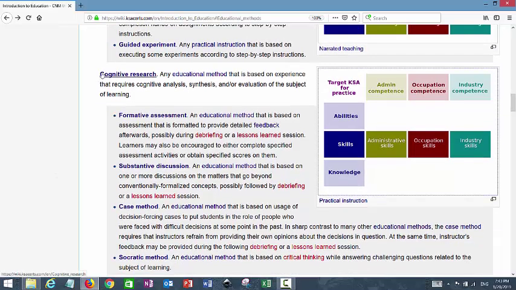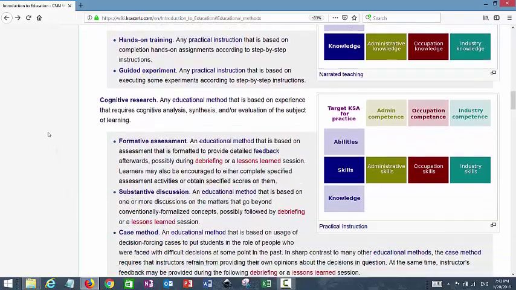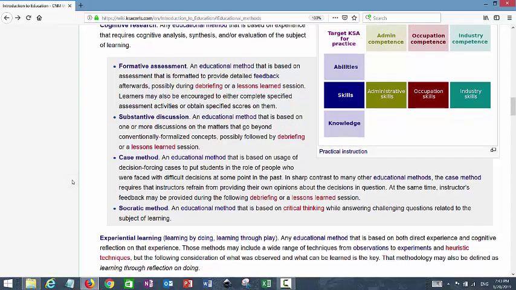So let's go to cognitive research, and these are educational methods that are based on experience that requires cognitive analysis, synthesis, and or evaluation of the subject of learning. So the keyword is cognitive, so it's only related to knowledge gain. And here we have formative assessment. Let's say if you want to take an exam based on this lecture, you will be given a formative assessment. And you will be given feedback. You will be told, okay, you answered this question this way, but the right answer was that because of that. In this case, you can learn through your assessment.